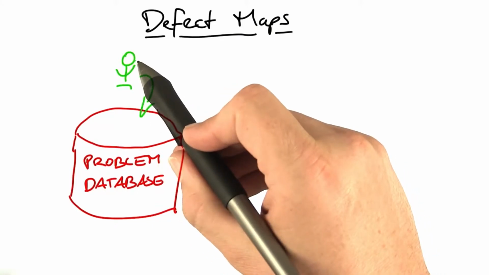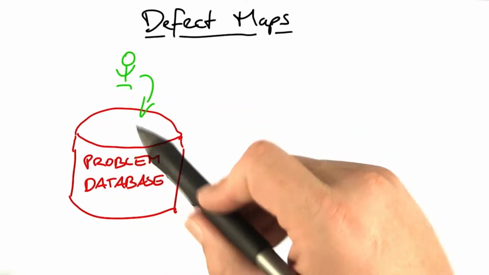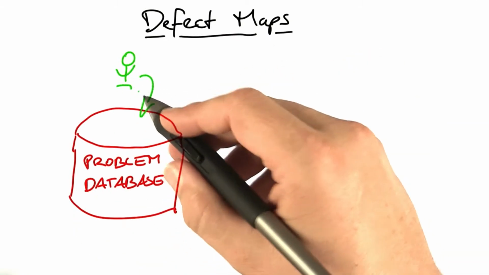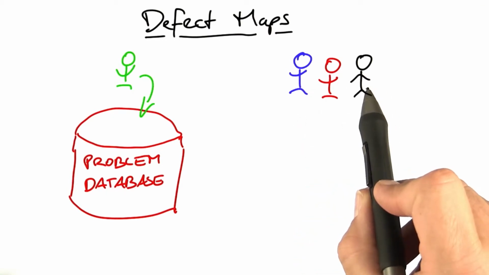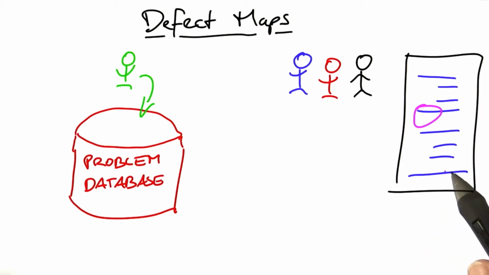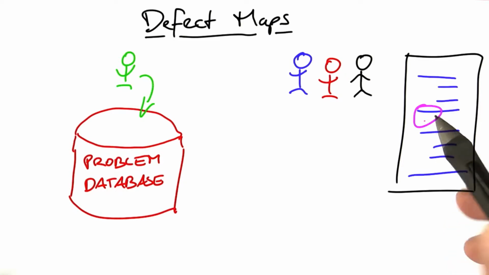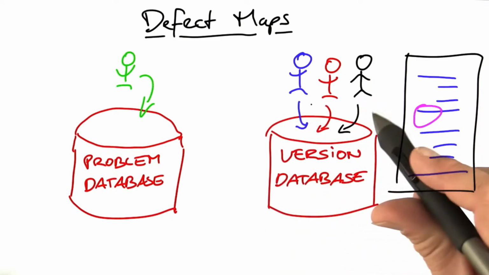So we now have seen that whenever a user reports a problem in the problem database, or a developer for that matter, or anyone, eventually a developer or a team of developers will take a look at the problem and make an appropriate fix to the program. Such fixes are also stored in a database, namely a version database where all changes are stored.